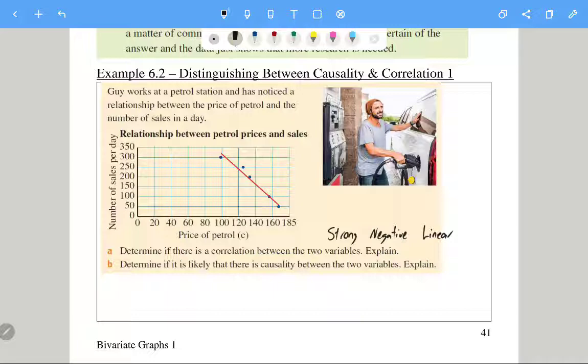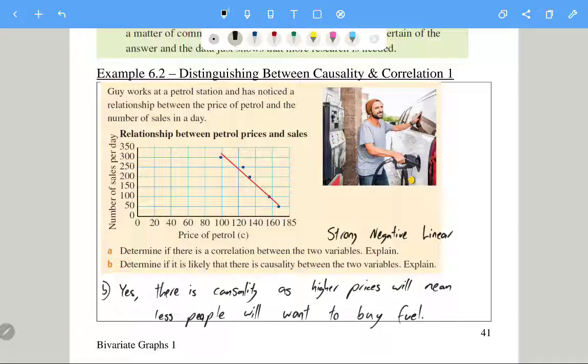Well, I would say yes. And the reason being that when you're going around and looking for fuel, if you see somewhere that's more expensive, you're probably less likely to go there than if you see somewhere that's quite cheap. That doesn't mean that no one's going there, it just means you're less likely to go there. So you can see in this example that yes, there is causality, as higher prices will mean less people want to buy the fuel. So there's one variable that is directly affecting the other. So this is a case where there is causality and correlation.